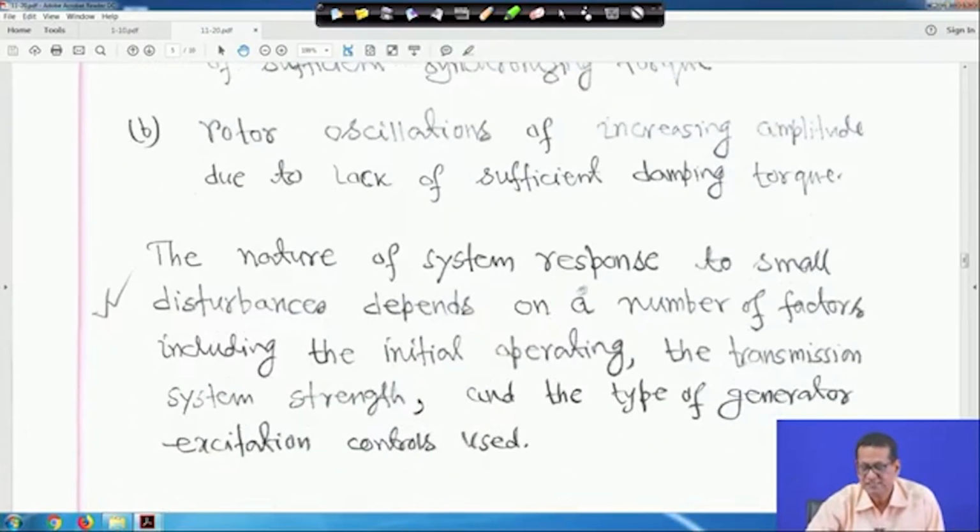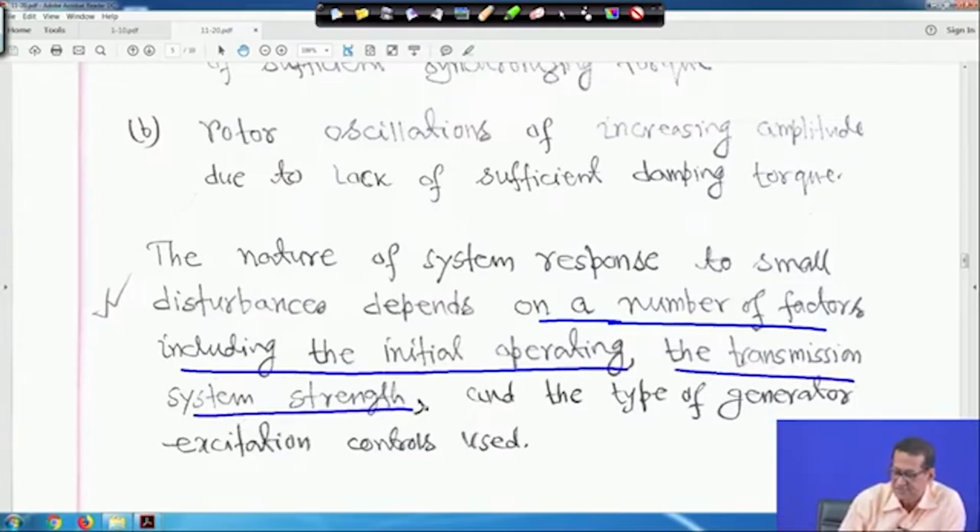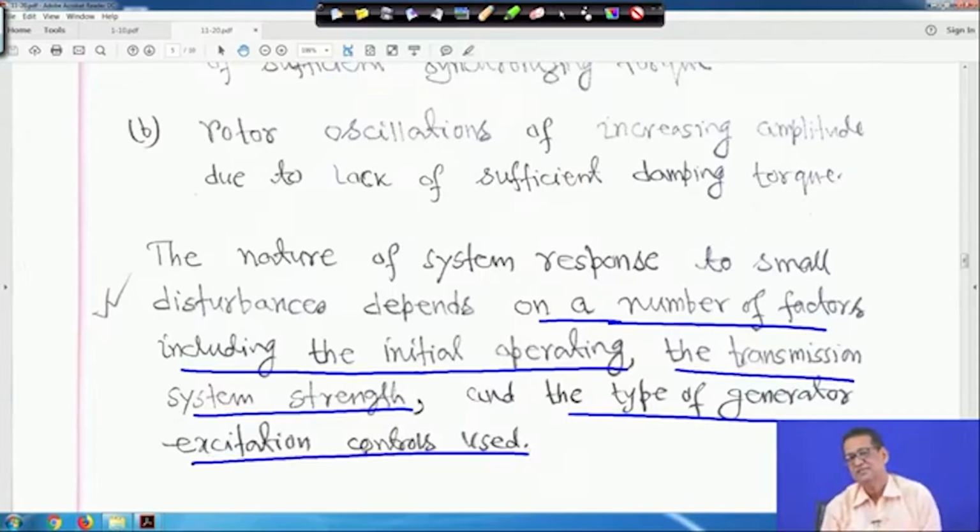The nature of system response to small disturbances depends on a number of factors: the initial operating condition, the transmission system strength, and the type of generator excitation controls used. About the excitation controls of the synchronous machine, if time permits, I will talk about the excitation system.